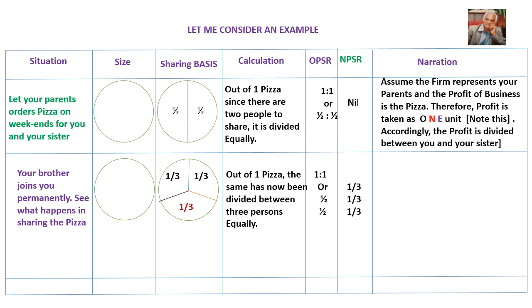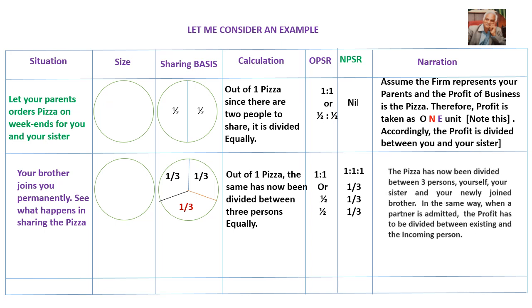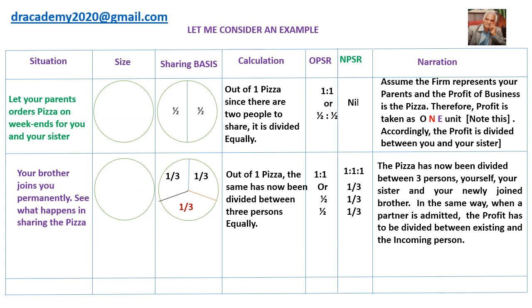Previously it was shared between you and your sister. Now it has been shared between you, your brother, and your sister. Therefore, the very important aspect we have to learn is the pizza has now been divided between three persons: yourself, your sister, and your newly joined brother. The same way, when a partner is admitted, the profit has to be divided between the existing and the incoming partners. How do you find the new profit sharing ratio?